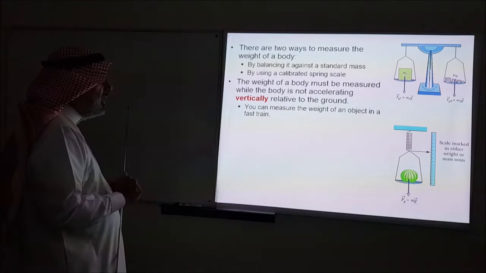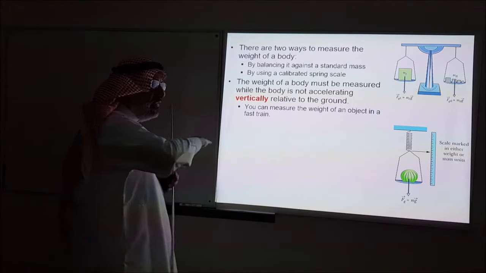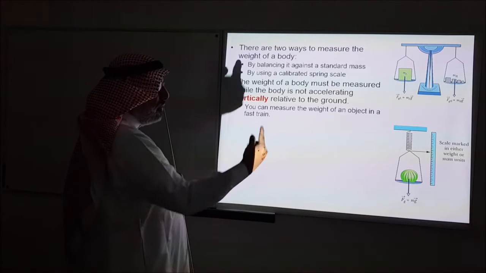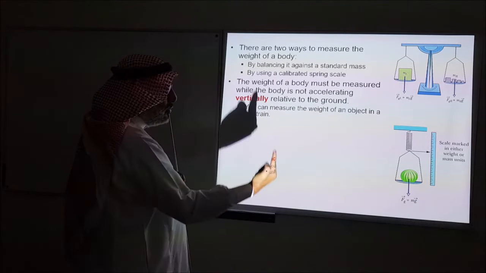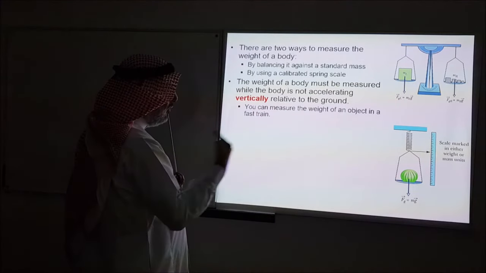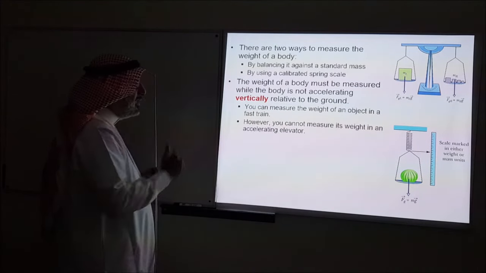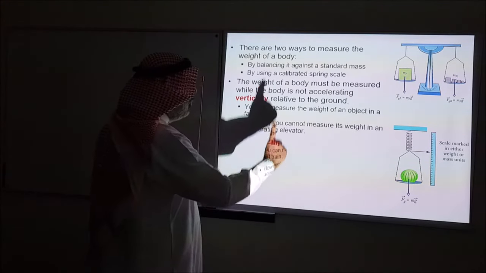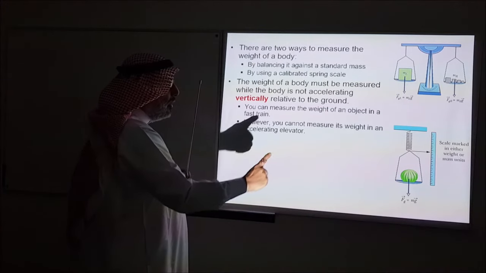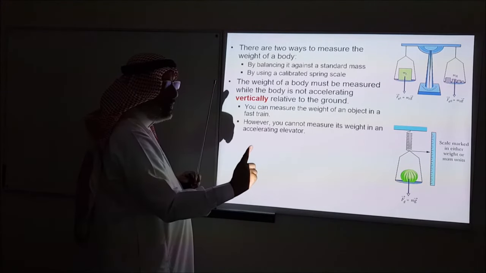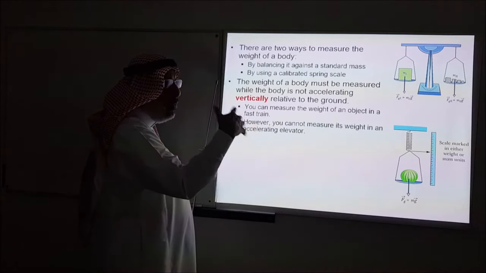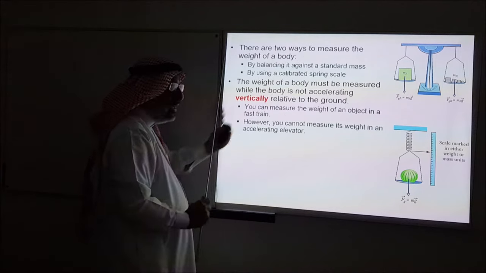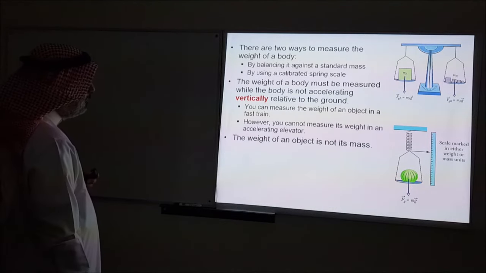So you can measure the weight of an object in a fast train, even if it is accelerating, as long as it is moving horizontally. Because remember, the weight goes with the gravitational force, which is a vertical force. You cannot measure the weight in an accelerating elevator, because an accelerating elevator moving vertically up or vertically down will have a vertical acceleration attached to it. And that vertical acceleration will differ the measurement of weight of the object, as we will see in the examples.